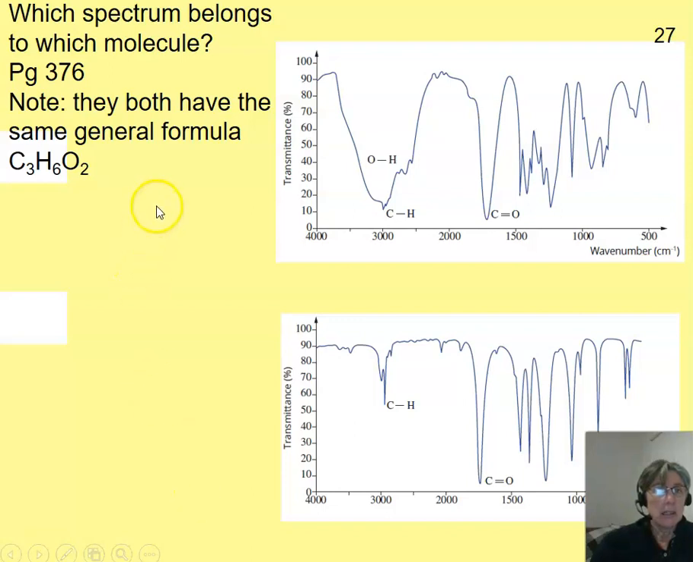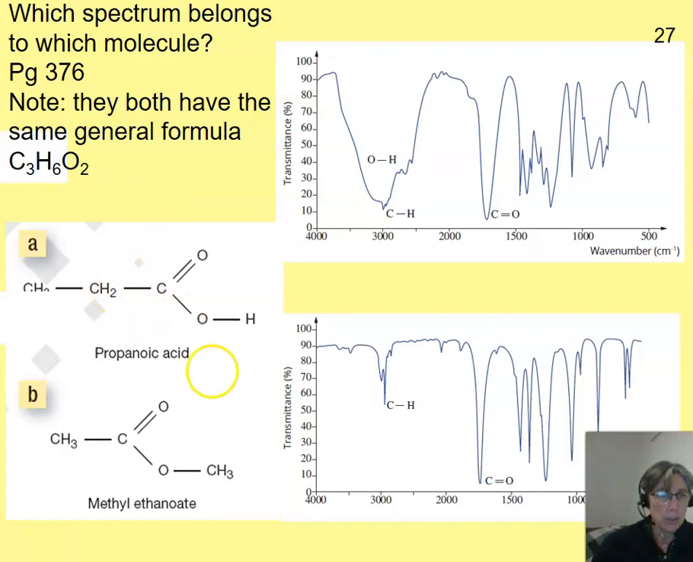All right. Which spectrum? It's just some practice. Which spectrum belongs to which molecule? Note they both have the same general formula. So we've got two molecules, propanoic acid and methyl ethanoate. So pause it, have a look, and work out which one you think belongs to which.